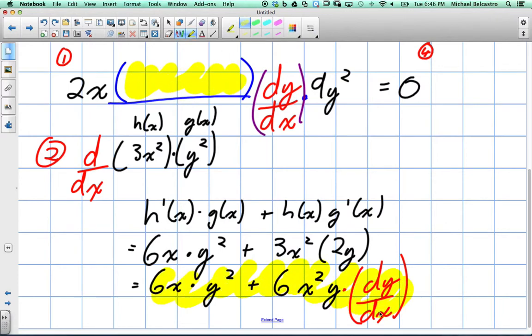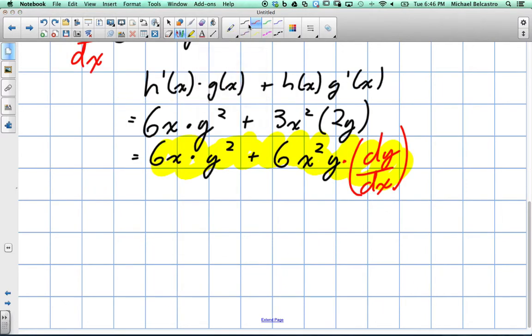So I'm going to rewrite everything just below it. Okay. So now term 1 became just 2x. Term 2 is what we just had written above here. Okay. So plus 6x times, so I'm just going to write 6xy squared.